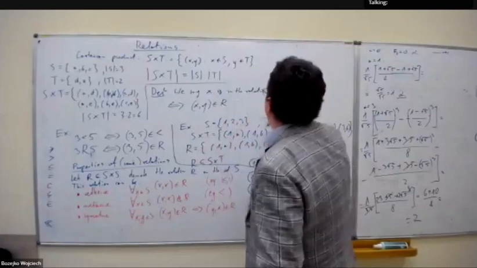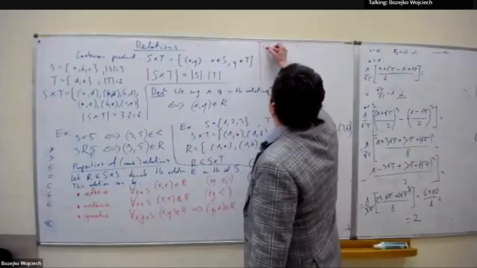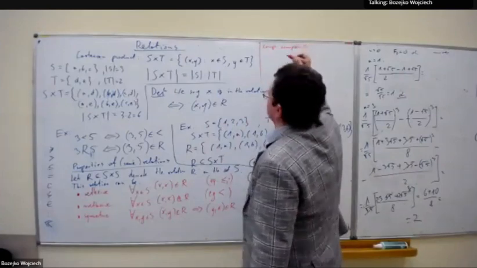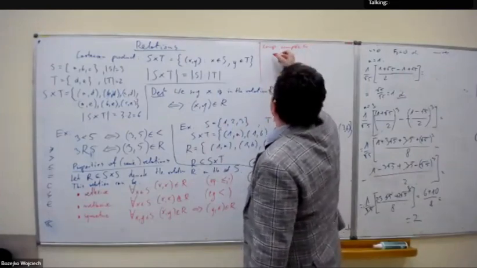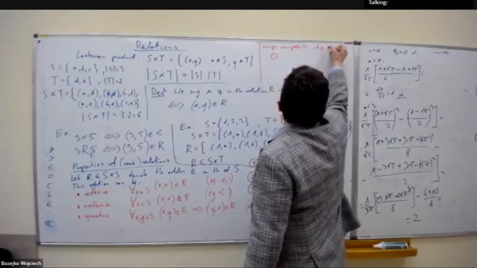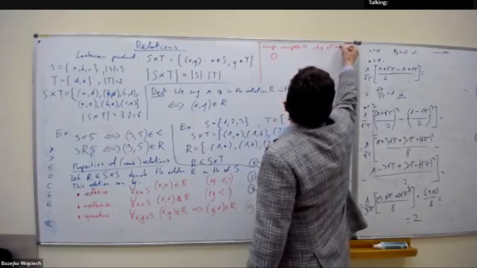For instance, if you know something about computational complexity, we have the notation of big O notation.